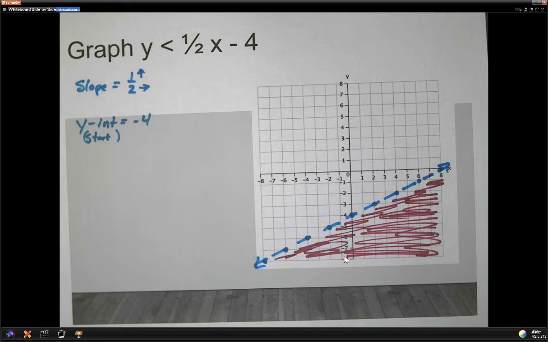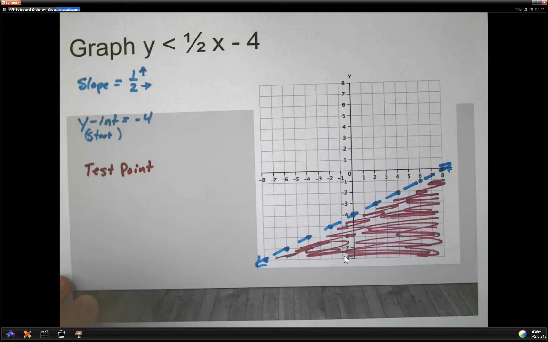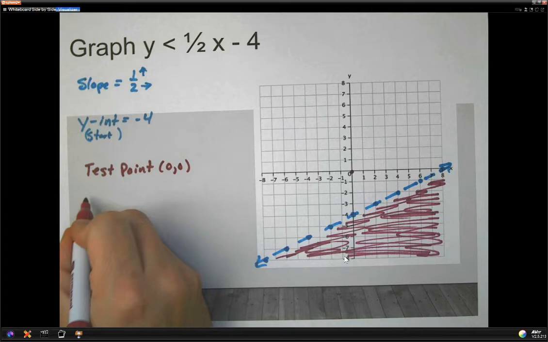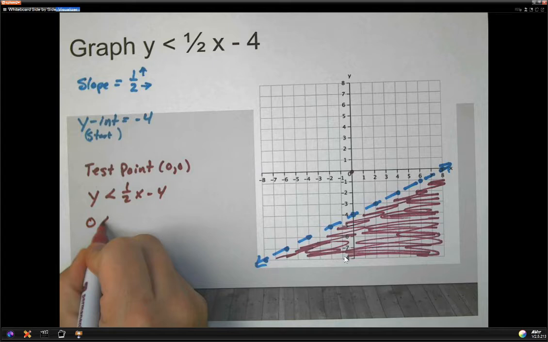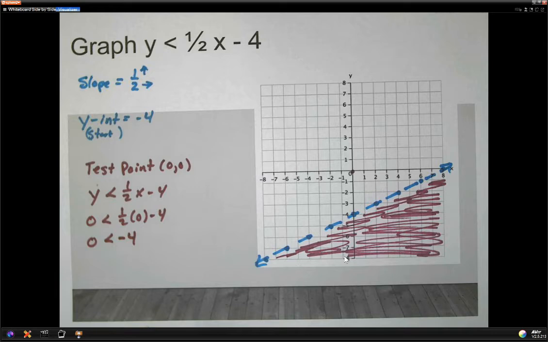Now again, just to show you how I know I'm correct, if I use the test point, let's say I went back to that test point 0, 0, because I like that test point. It's an easy one to plug in. So if I plugged in 0, 0 into my inequality, I would get y is less than 1/2 x minus 4. I plug in for x and for y, and I simplify. I get 0 is less than, well, 1/2 times 0 is 0, and so I get negative 4 here. And in this particular case, 0 is not less than negative 4. This is a false statement.